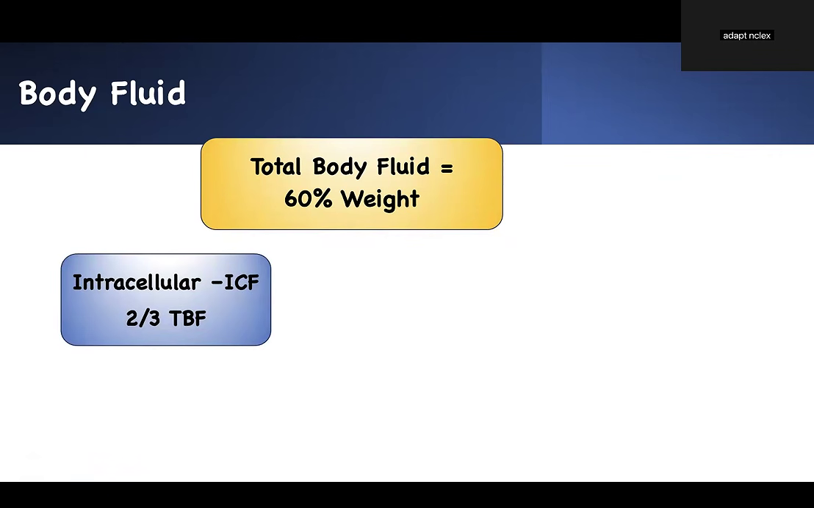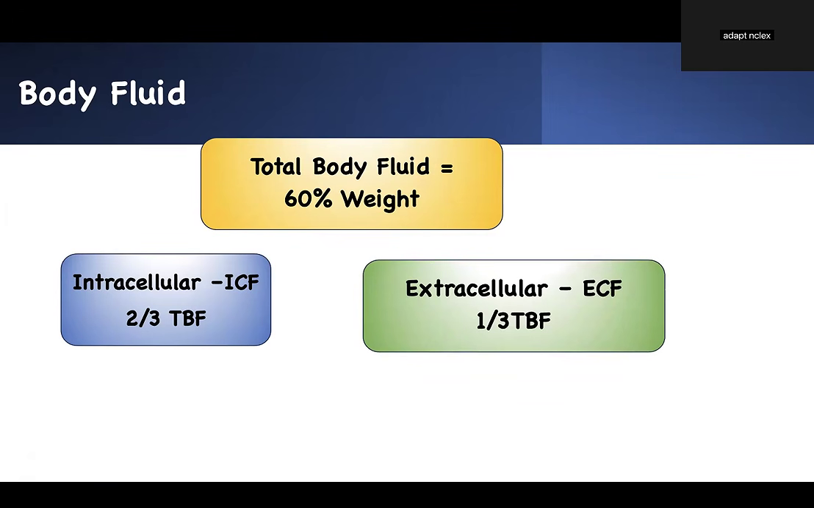We have intracellular fluid, right? That means this fluid is inside the cell. Intracellular, inside the cell. 2/3 of your total body fluid weight. So if 60% of your body weight is all fluid, out of this fluid, 2/3 of it is that, which is almost 40% of that 60%. And the extracellular is what surrounds the cell, and that is 1/3. So that is 20%.